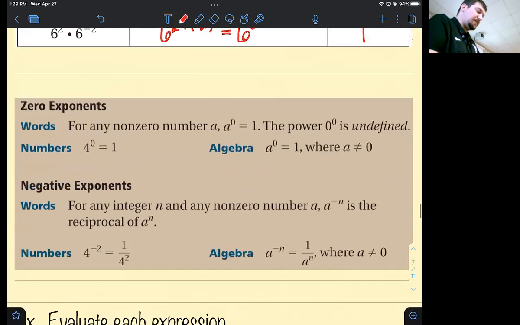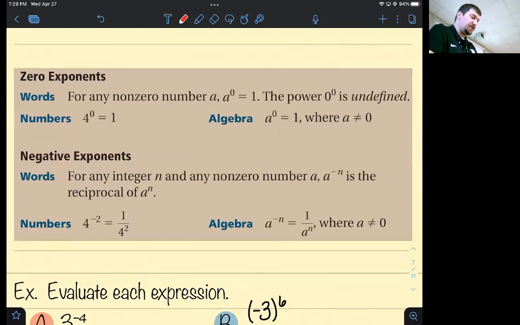Now we briefly talked about this yesterday. So for any non-zero number, raise that number to the 0 power and it's going to equal 1. Sorry, actually, I guess 0 to the 0 power is not 0, it's undefined. I'm still not sure why they consider it undefined, because you would think if there's no zeros, then nothing, but I guess it just doesn't exist. So 4 to the 0 power is 1, 5 to the 0 power is 1, a to the 0 power is 1, x to the 0 power is 1. I guess 0 to the 0 would just be undefined.